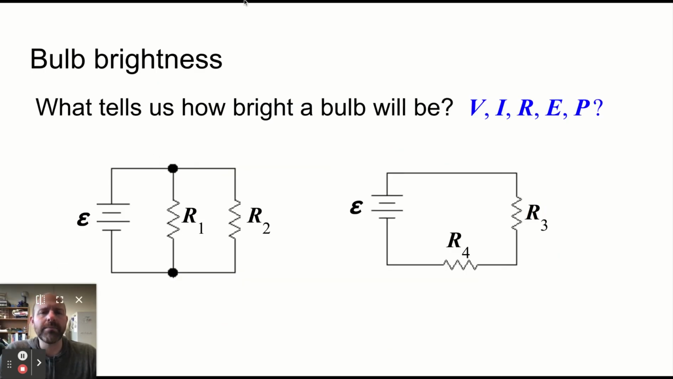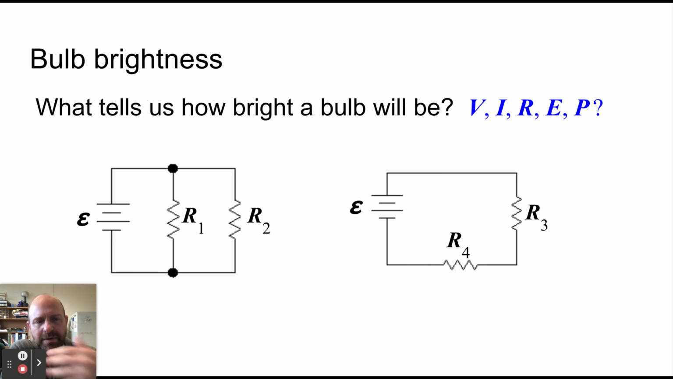So what about brightness? That's all about power and energy. But the question we still have is, which of these quantities is going to predict how bright a light bulb will be? Or maybe more usefully, you see a bulb that's brighter than the other. What thing is greater for that bulb than the other?